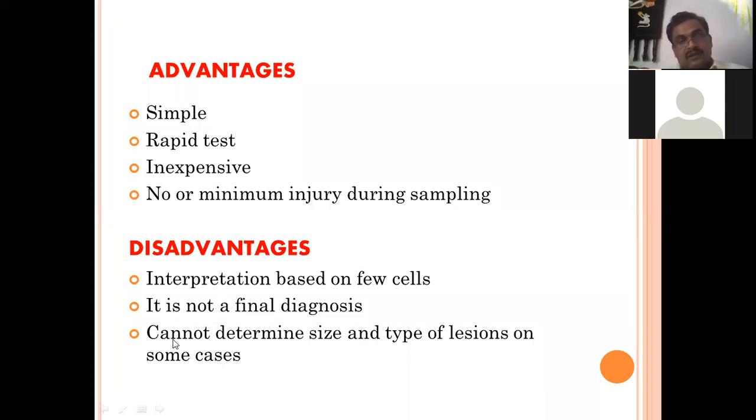The third disadvantage is that it cannot determine the size and type of lesions in some cases. If you are getting a cell which has some abnormal morphology, how can you say the extent of damage in that particular organ? You can only say that there is damage in that organ, but the extent of damage cannot be determined by sampling a few cells. So these are some disadvantages.